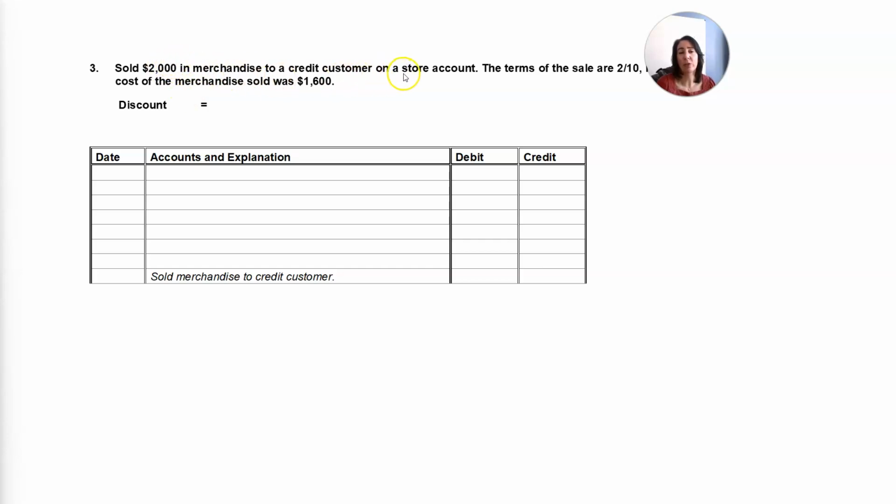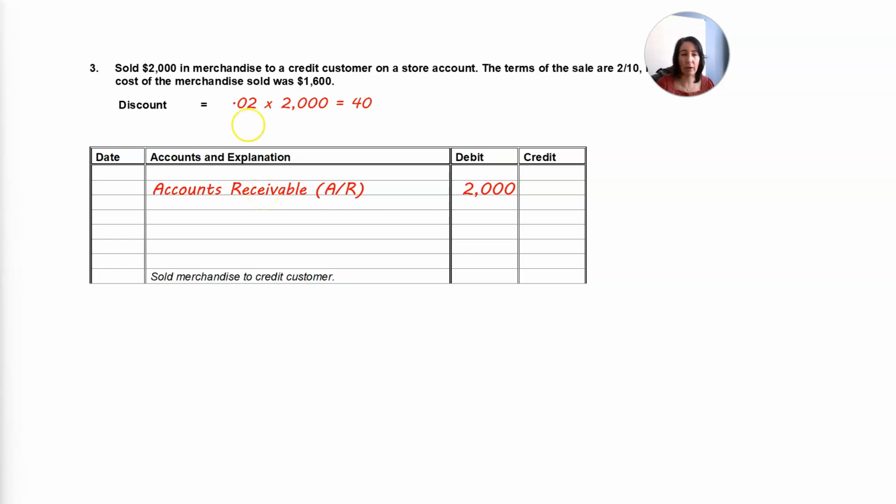Sold $2,000 of merchandise to a credit customer on a store account. Terms of sale, 2/10 net 30. Cost of merchandise was $1,600, right? We know we made $400 in profit, but we are going to sell it within the discount period. So here's something a little bit different. The discount is 2% on $2,000, right? That's what they're offering. So accounts receivable, we recorded as the full $2,000.